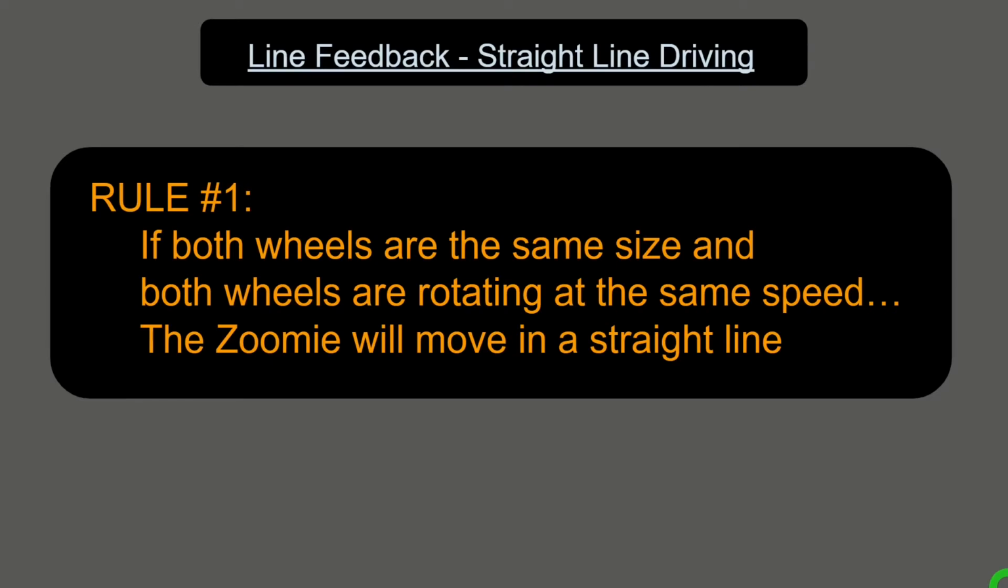Rule number one, if both wheels are the same size and both wheels are rotating at the same speed, the Zoomie will move in a straight line. Just as before, nothing changes there. That aspect is the same.